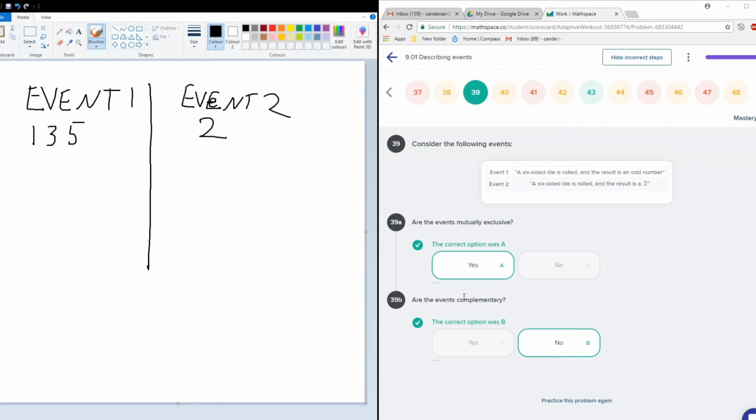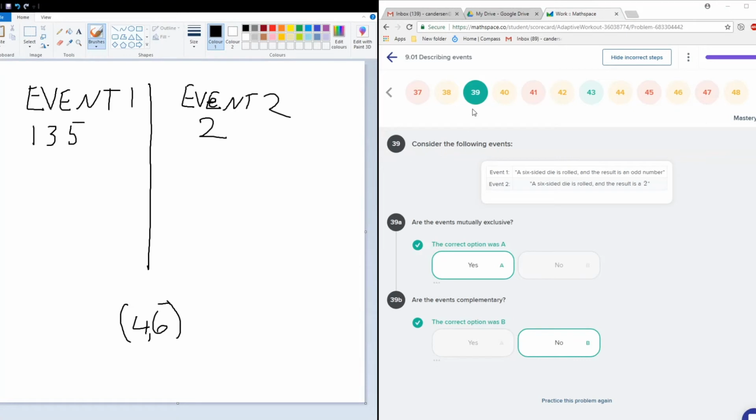Now, are they complementary? A complementary is when both of these things highlight every single possible answer. And they are also mutually exclusive. So these are mutually exclusive. So that's good. However, there are some numbers that we don't have. We don't have the numbers 4 and 6. So these two events do not highlight every single possible outcome. So therefore, it's not complementary.